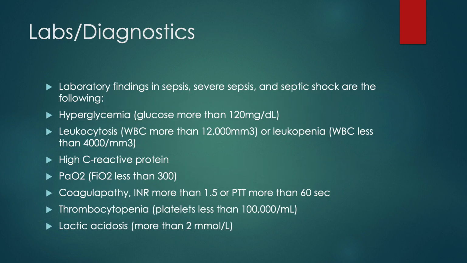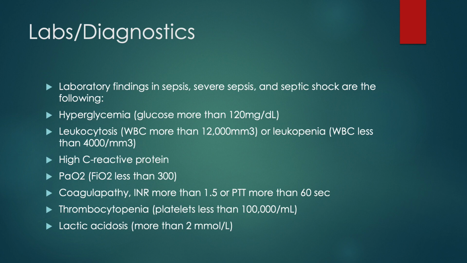For labs and diagnostics for your patient with sepsis or septic shock, there are quite a few. You want to check blood glucose, so they may have hyperglycemia, which is a glucose level more than 120. They may have leukocytosis, because of course that is signs of infection because the white blood cells are high, or leukopenia, which is there are less white blood cells. They might have a high C-reactive protein level because of the increase of inflammation. With the PaO2, the FiO2 will be less than 300.